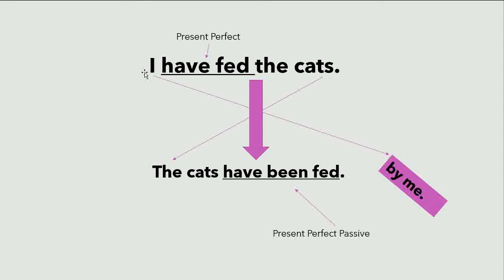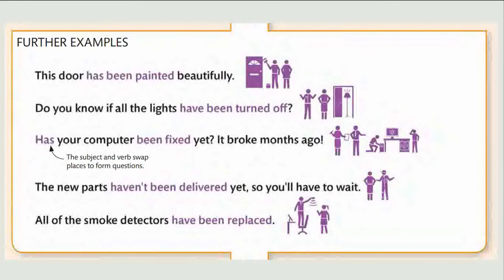The subject was "I," so it was taking "have." Over here, the cats, the plural, are taking "have" with it. So plural is taking "have." This auxiliary changes according to the subject in the sentence. It is actually the verb that is to be changed, that is, "fed" becomes "been fed." That is present perfect passive voice. Now let us see certain examples with this construction.